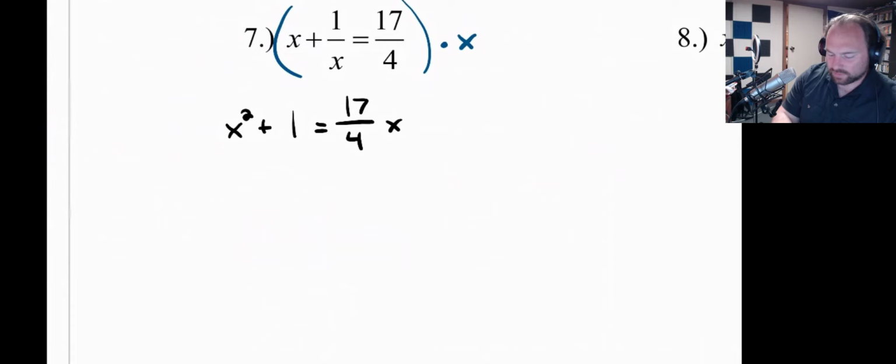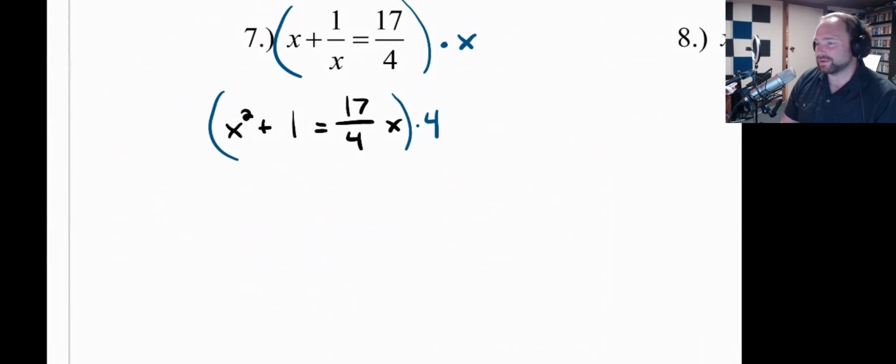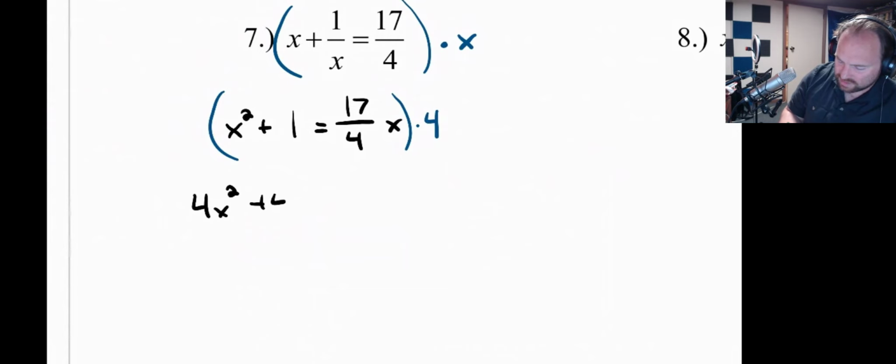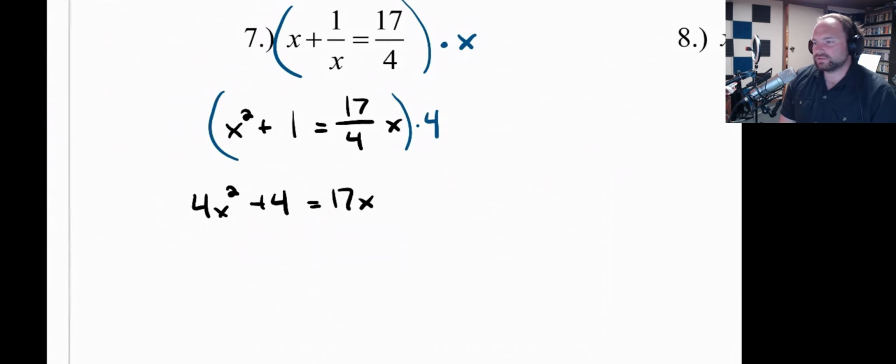And then next, I think we should multiply everything by 4. I suppose we could have multiplied everything by 4x. That would have done the trick also, but I wanted to break that up into 2 steps. This will give us 4x squared plus 4 equals 17x. So it cancels out all the fractions. Now it's a little easier to deal with.